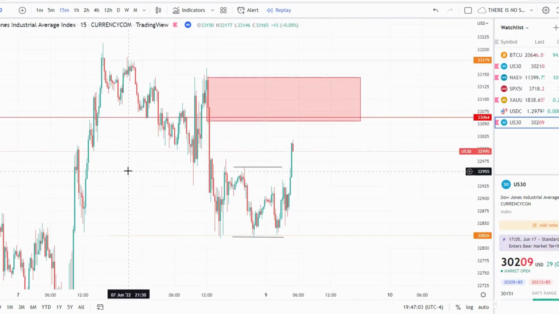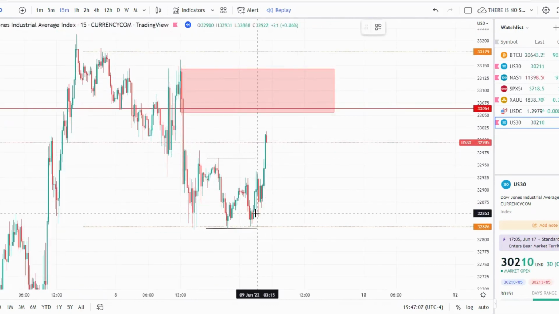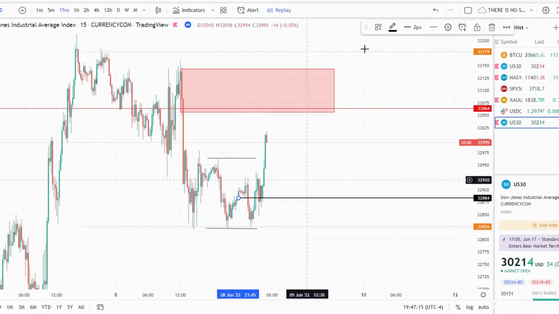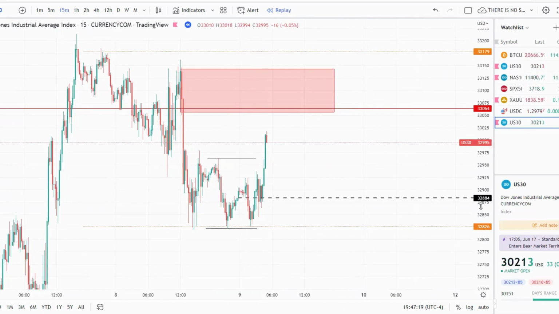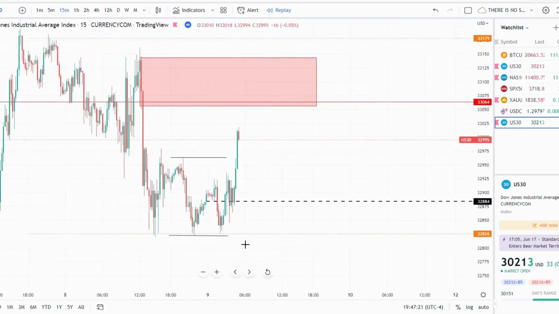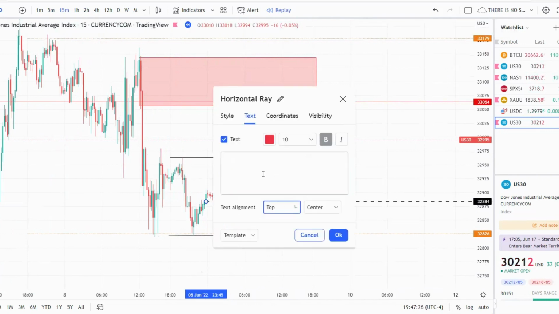Cool. What I'm also checking out is midnight open. So midnight open is right here. This is where the candle closed. This is where the candle opened. This is midnight open here. So guys, market is definitely trading above midnight open. And I noticed that when price is trading above midnight open, it's probably more than likely a bearish day.